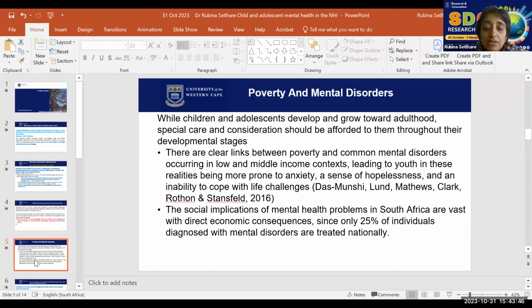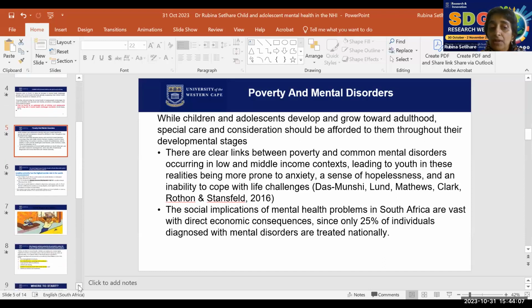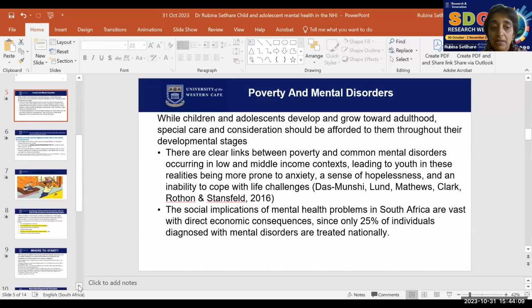So the social implications in South Africa are vast, with direct economic consequences, since only 25% of individuals diagnosed with mental health disorders are treated nationally. The people who are not diagnosed then become the responsibility of the family, who very often do not even understand mental disorder.